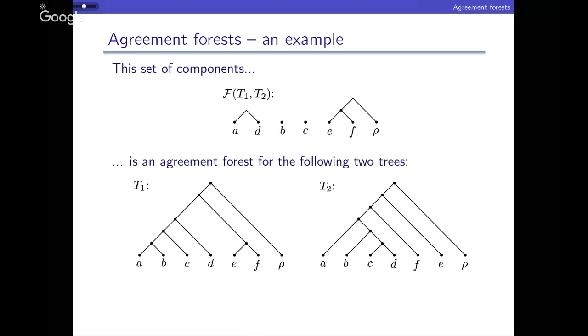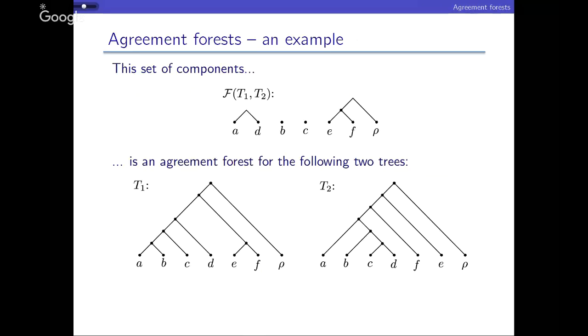And this is a positive example to finish with something positive. So if we have a T1 and T2 here, we can see that this set of components is an agreement forest for our two trees, because if we restrict the trees to the set of labels of the components, so AD here, AD here, or EF and rho here, we actually have the same topology as in the set of components, and it's easy to see that they also are not disjoint.